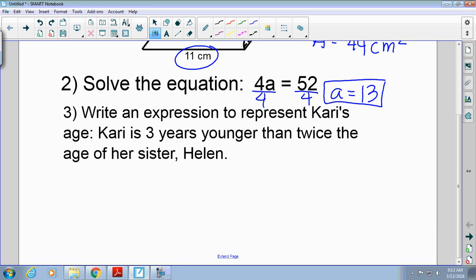All right, write an expression to represent Carrie's age. Carrie is 3 years younger than twice the age of her sister, Helen. All right? Who thinks they know what this would be written as an expression?